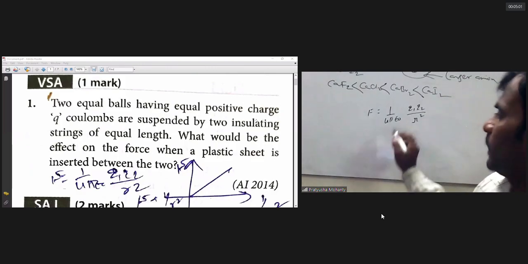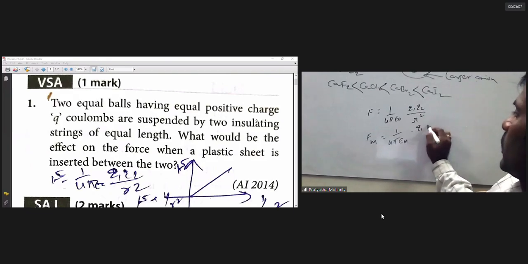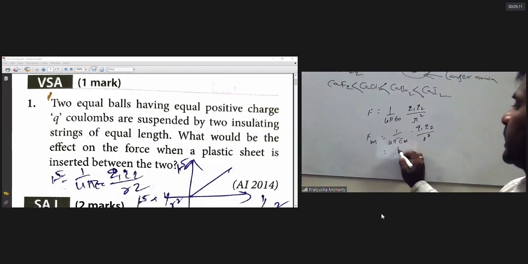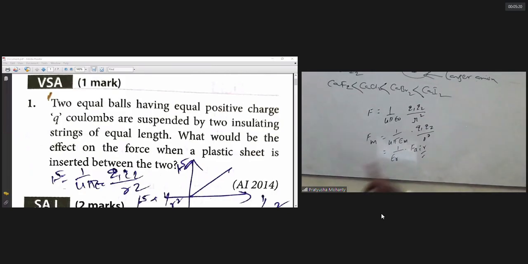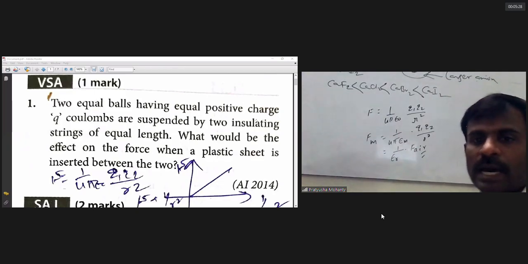Now if you keep a medium, it is 1 by 4 pi epsilon m into Q1 Q2 by R squared. Now we can write 1 by epsilon r into the air value only. So what happened now? Bhagirath, say. What happened? So the force decreases by epsilon r times.